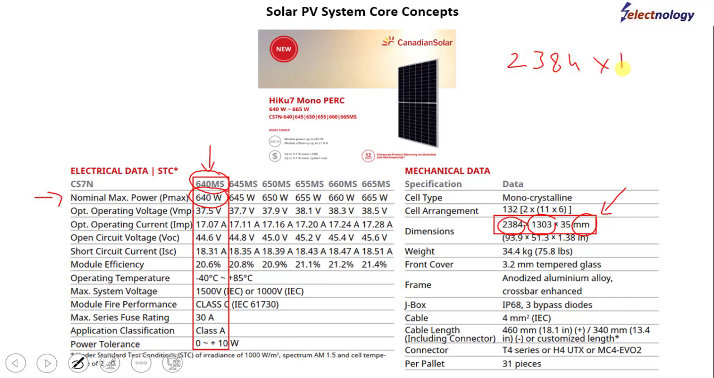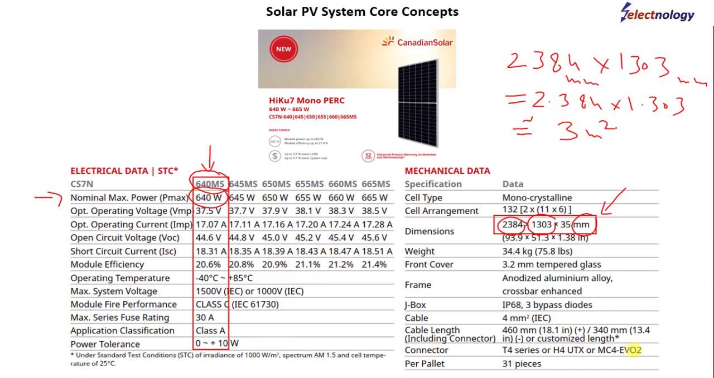Now the total area becomes 2384 into 1303. If you multiply this, this is in mm. Okay, we can write this in meters. So in meters it shall become 2.384 into 1.303. So this will become approximately 3 meters square.